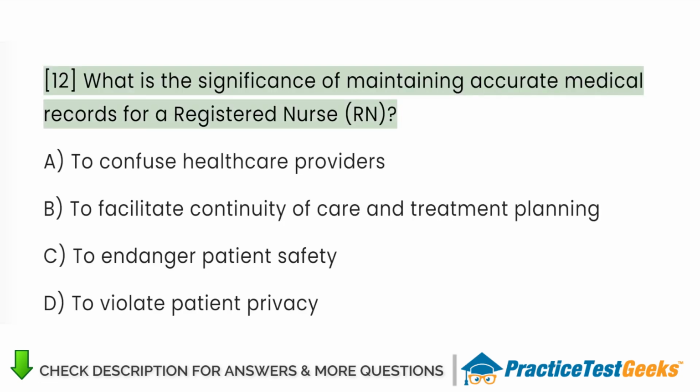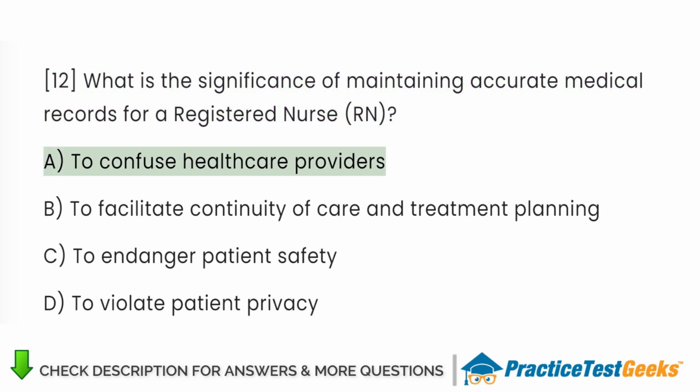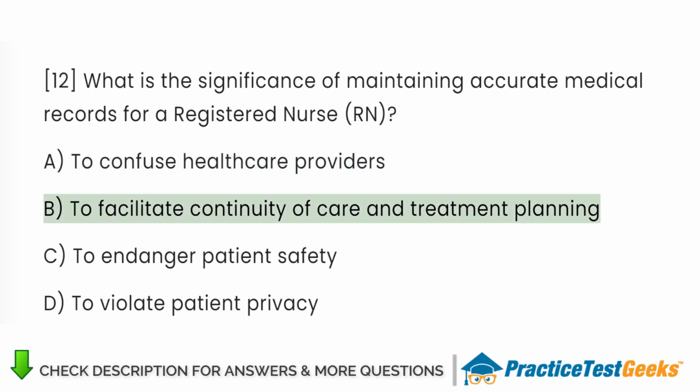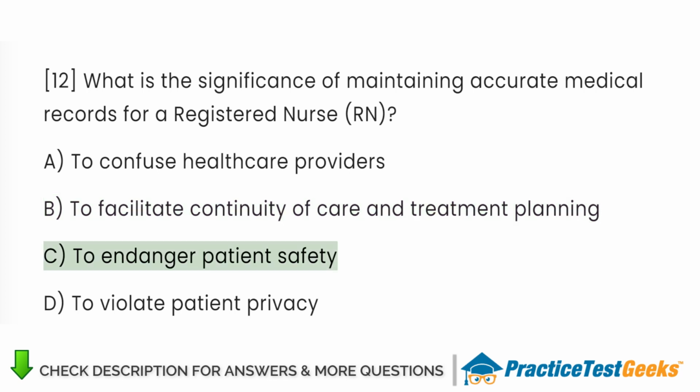What is the significance of maintaining accurate medical records for a registered nurse, RN? A. To confuse healthcare providers. B. To facilitate continuity of care and treatment planning. C. To endanger patient safety. D. To violate patient privacy.